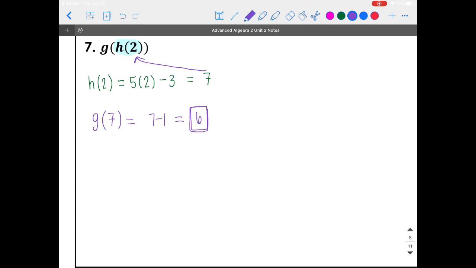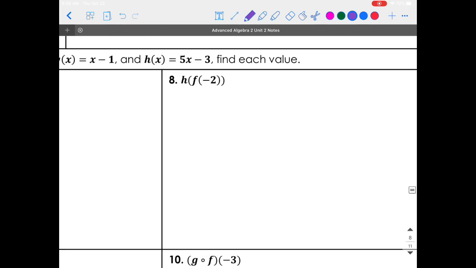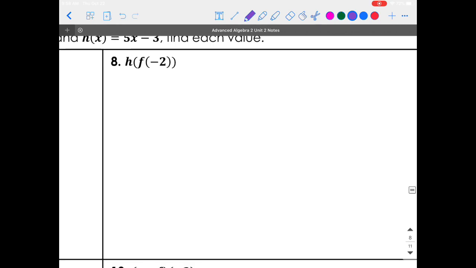So you keep working, and the one on the very far outside, that's the last one that you do. Sometimes you'll plug back into the same function, and that's okay.